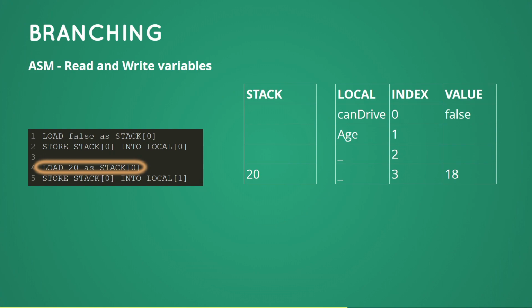Next, we load 20 into the stack. And again, we pop out this element from the stack into the local element of 1, which is age, as we'd expect it to be.